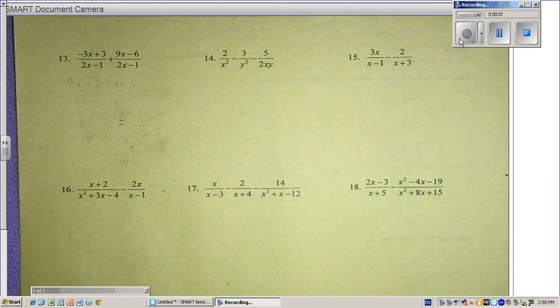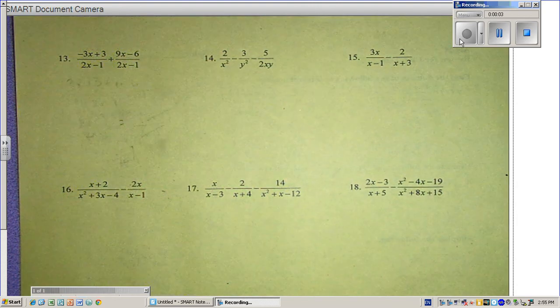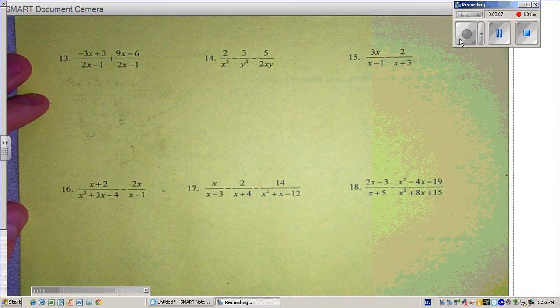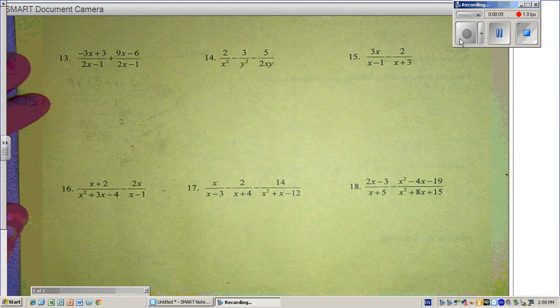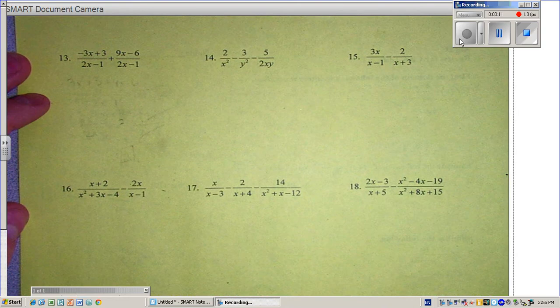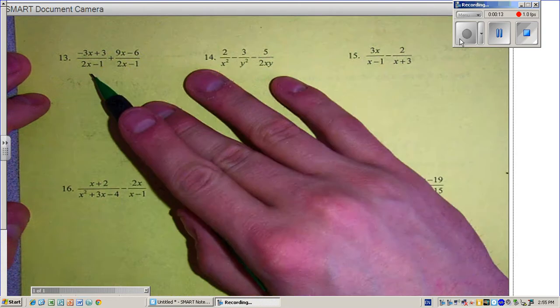Welcome back, Algebra 2B. I'm here working on problems 13 through 18 on the review for Chapter 6. So now we're adding and subtracting rational expressions. First thing we need to do is look for a common denominator. And in number 13, you'll notice that they do have a common denominator.